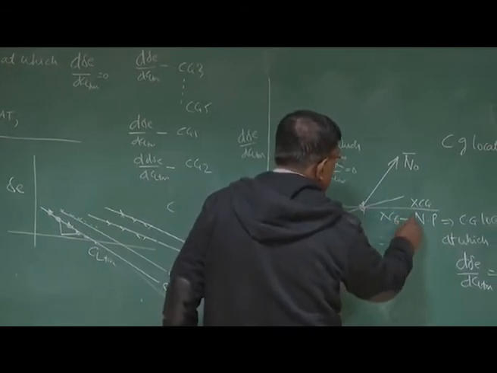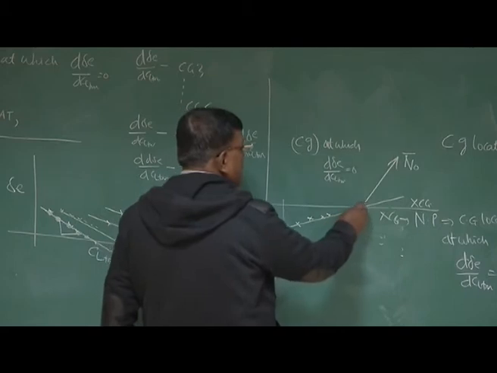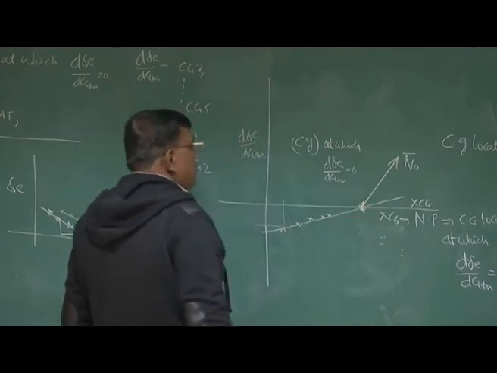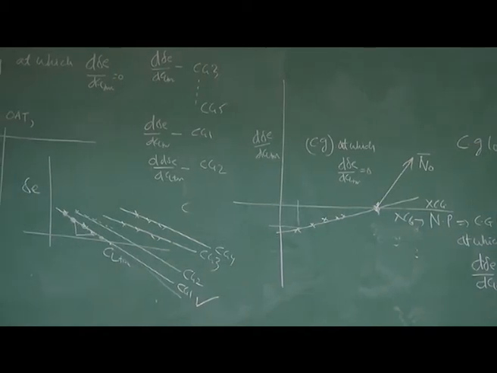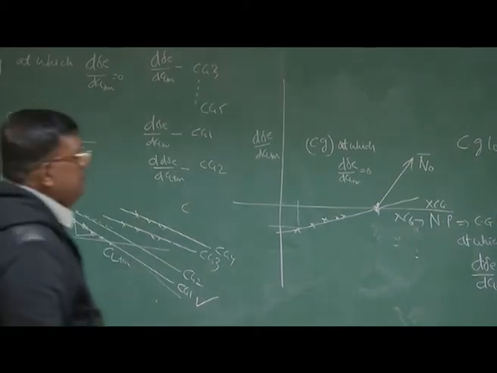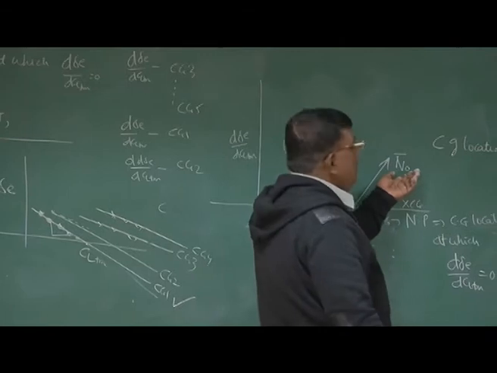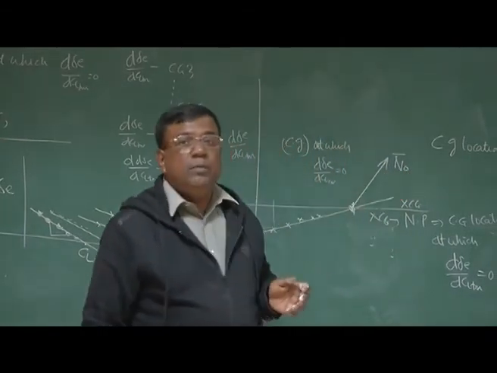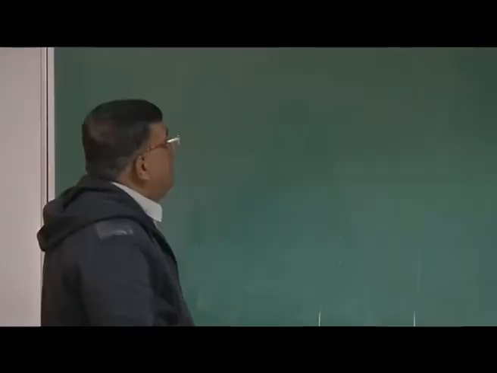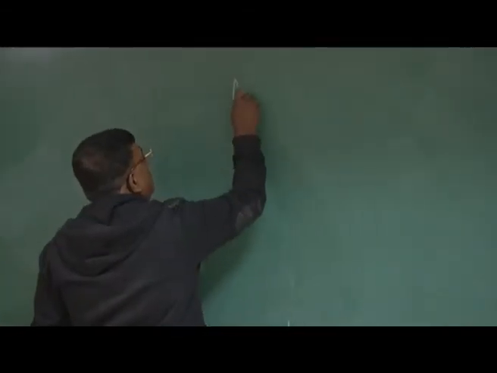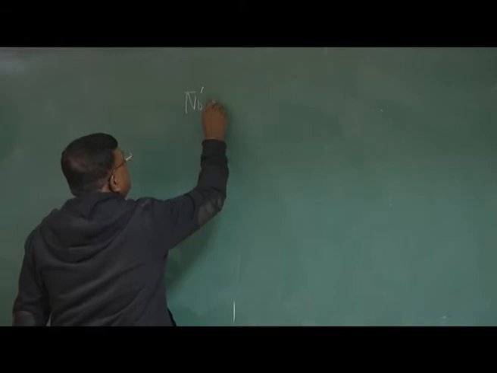xCg. And you extrapolate it, you will get a point on the xCg axis at which d delta E by dCl trim will be 0, and that is by definition the stick fixed neutral point. So by doing this experiment, you can easily find out the stick fixed neutral point. Clear?